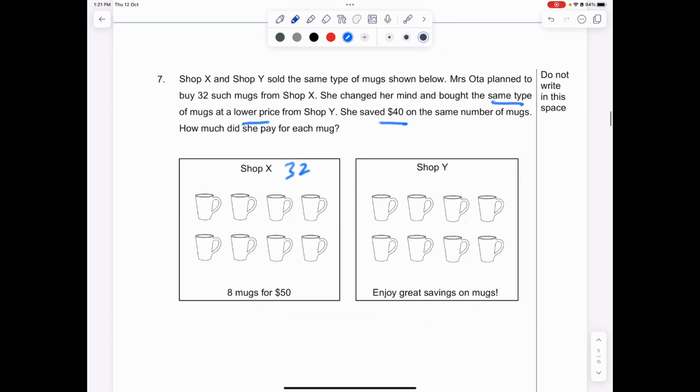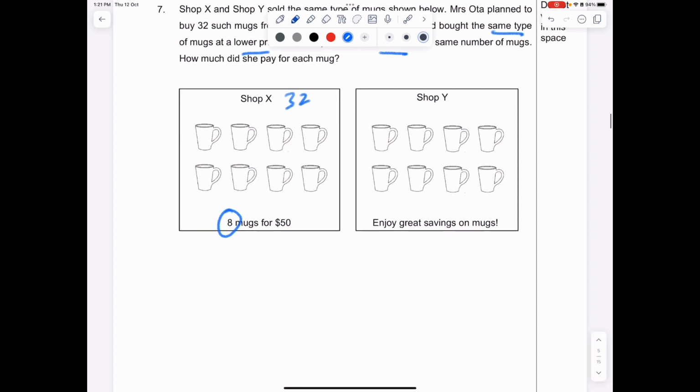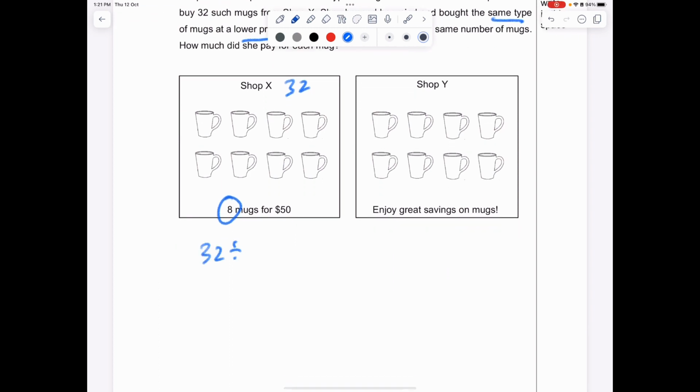So to do this right, you need to first understand a few things. Let's take a look. What was the price that she had to pay at first for 8 such mugs? So we take 32 divided by 8. We would know that it's actually 4. She needs to buy 4 sets of this to get 32. So therefore, cost of mugs at X would have been 4 times $50. So your answer is 200.